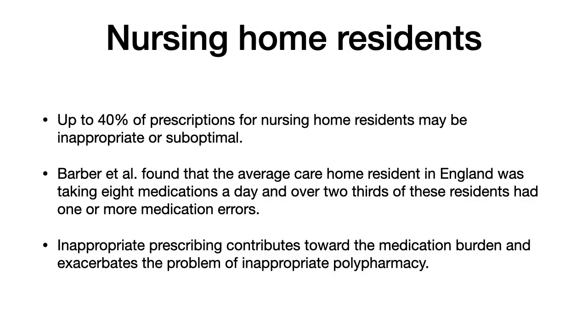Nursing home residents: up to 40% of prescriptions for nursing home residents may be inappropriate or suboptimal. It was found that the average care home resident in England was taking 8 medications per day, and over two thirds of these residents had one or more medication errors. Inappropriate prescribing contributes towards medication burden and exacerbates the problem of inappropriate polypharmacy.